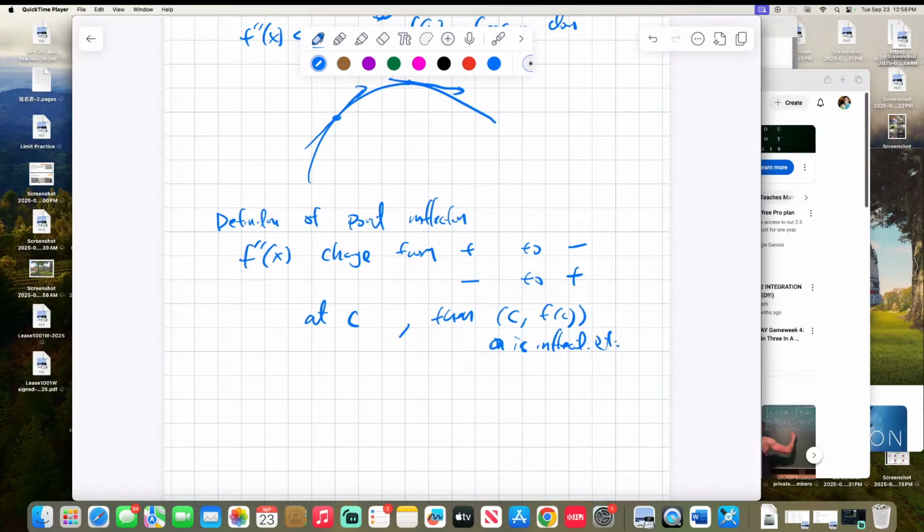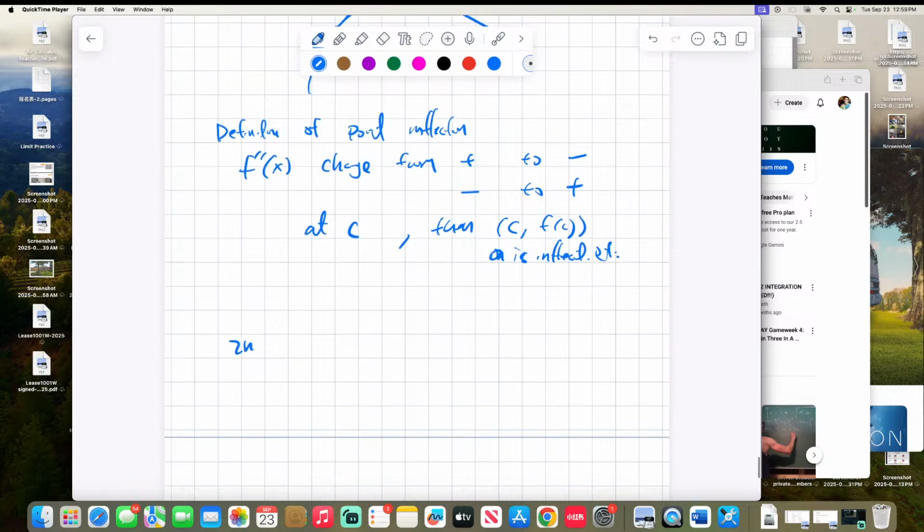Lastly, what's the second derivative test? Do you guys remember the second derivative test? How does the second derivative test tell you there is a relative maximum and relative minimum? Why is that? You combine it with the first derivative, so it's positive in the first derivative test and also positive in the second derivative test.